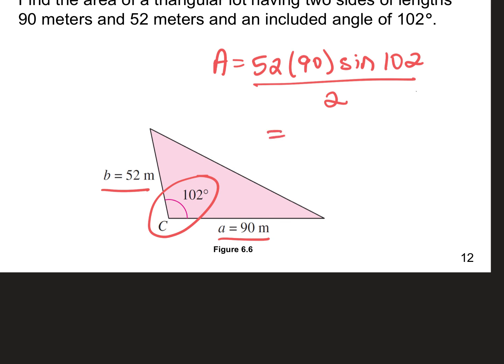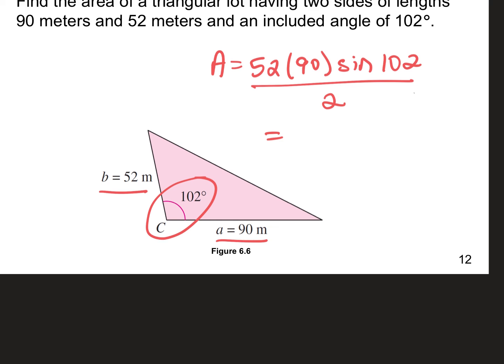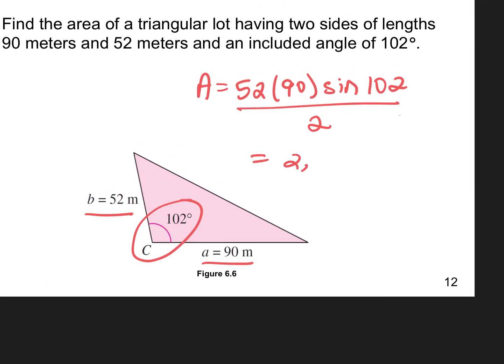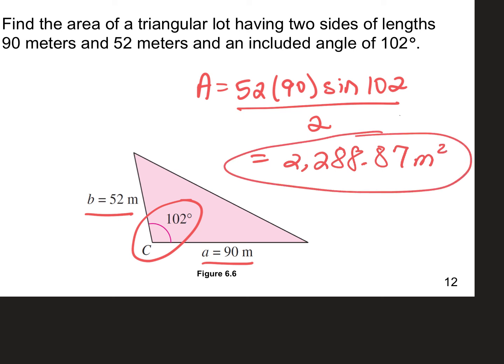So in your calculators, what's 52 times 90 times the sine of 102? I'd hit enter, then hit divided by 2. What do y'all get? 2,288.87. And we're talking about meters squared. Whenever we have area, it's squared. Literally, guys, that's all that this problem is. That's it.